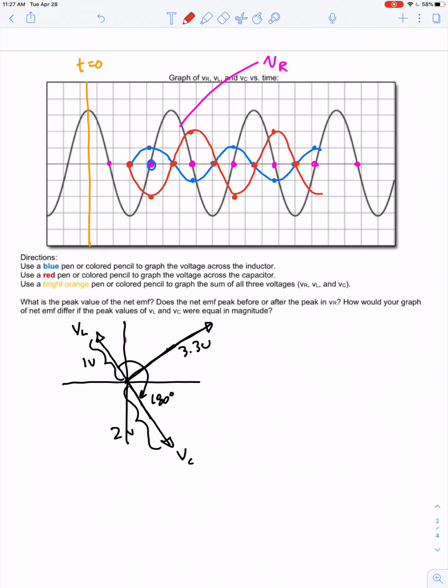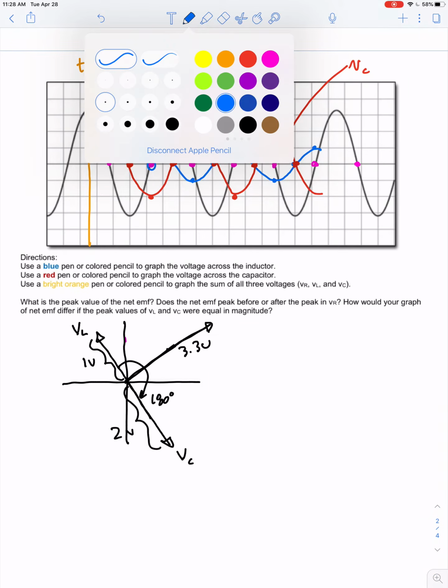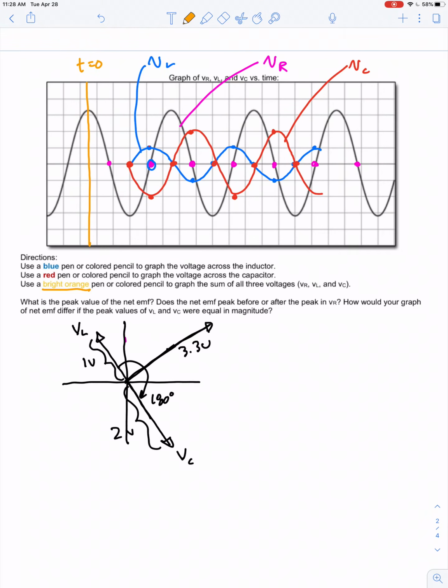Let's label each one of these. There's the voltage across the capacitor. And here's the voltage across the inductor. Now we're given a challenge: using orange, draw the sum of all 3 voltages at any given moment in time. Well, let's try something. Let's answer this next question. What's the peak value of the overall EMF? And does it reach its peak before or after the voltage across the resistor reaches its peak value? Let's look into this.